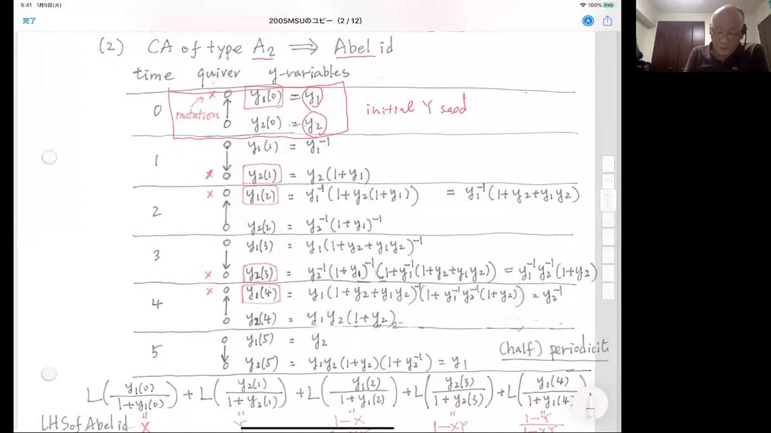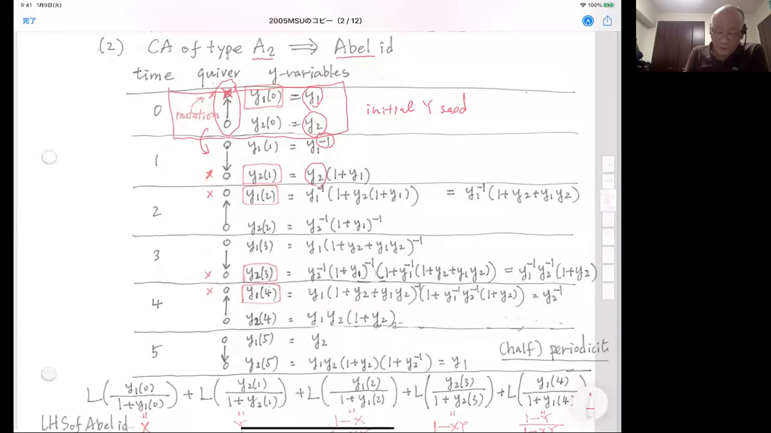You make a mutation first at this vertex, and you get something. The quiver becomes the opposite quiver. Then there is the rule for mutation of the Y-variables. If you mutate the first vertex, that variable is inverted, and you also have to change the second variable. The rule is given by this quiver, and it is interpreted as the following simple formula: y2 is the original one, and you just multiply by one plus the other Y-variable.